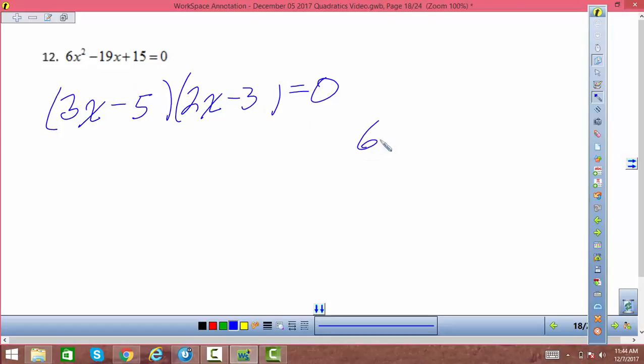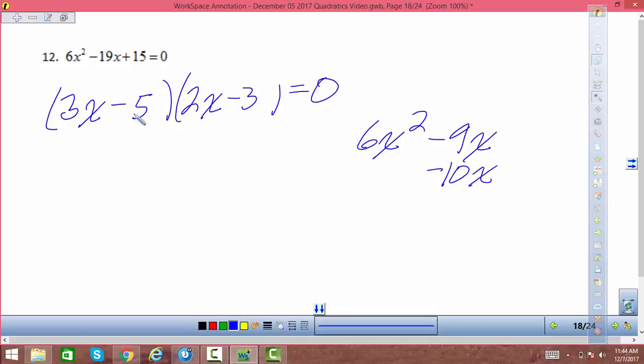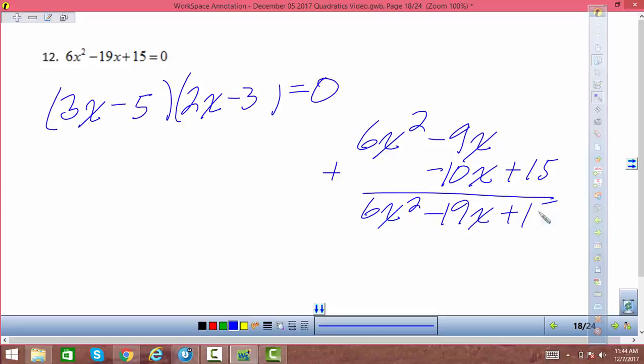3x times 2x gives me 6x squared. 3x times -3 gives me negative 9x. -5 times 2x gives me negative 10x. -5 times -3 gives me 15. And I can see already this is going to work. So that checks with the original trinomial.